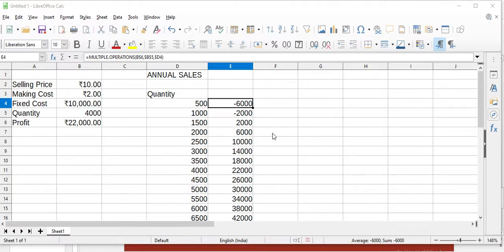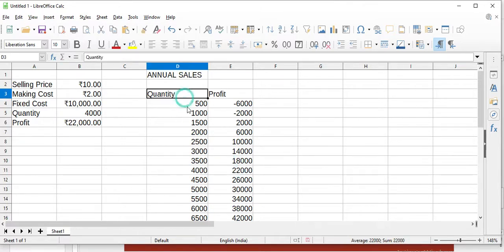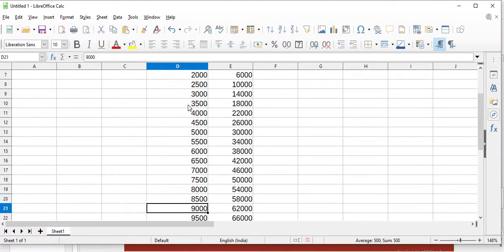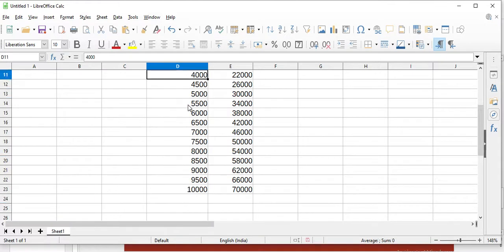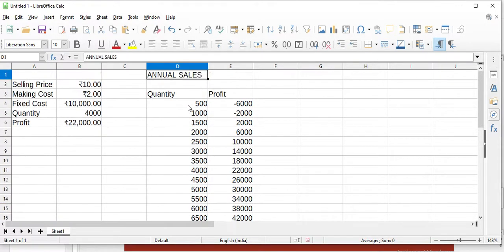You will see the profit came to the next cell. Here I will mention this as profit. Different quantity, different profit is there. This is an example for this much quantity and this much profit for your pen.